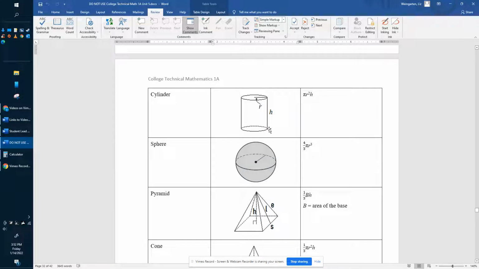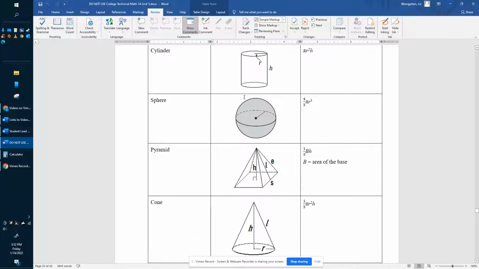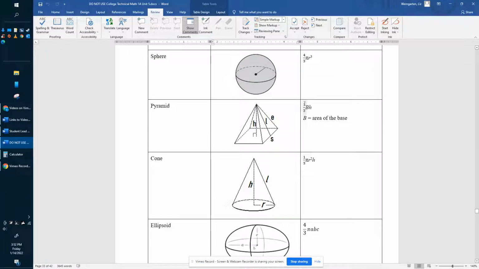A cylinder is going to be the area of the base times the height again, only this time the base is a circle, so we get pi r squared times the height. A sphere, the volume is going to be 4/3 pi r cubed. A pyramid is going to be 1/3 of the base times the height. And again, the base could be a triangle, it could be a trapezoid, whatever. No matter what it is, 1/3 whatever the area of the base is times the height. And this time we are talking about the height, not the lateral height, but the actual height.